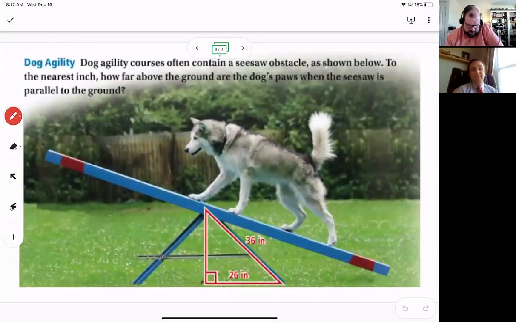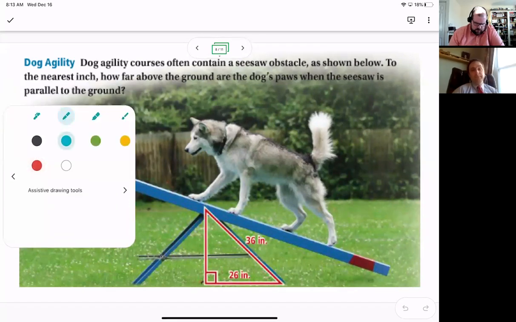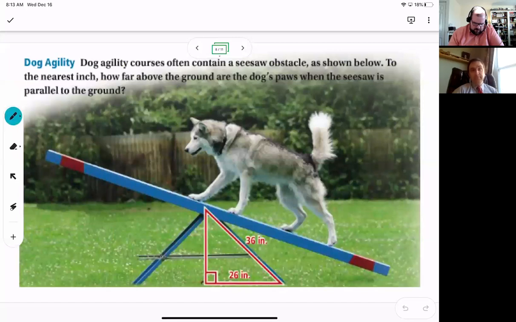Oh, it's a puppy. That's why I kept this one, because it amused me because there is a puppy. So apparently this dog is walking up that seesaw and walking to the other side, and then it will go down, and then the dog can keep moving. I think that's how that thing works. And we want to know how far the dog's paws are when it's parallel to the ground. Yes. So assuming this is going to be at the top of that board. Yes. So this is the thing that we don't know.